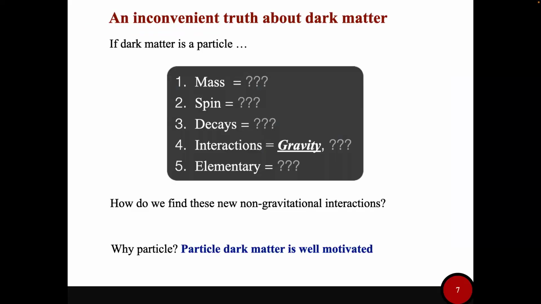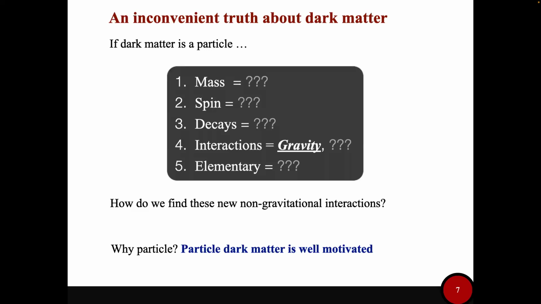All right. Now, an inconvenient truth about dark matter is that if dark matter is a particle, we know almost nothing about it, except the fact that it has gravitational interactions. We don't know what its mass is. We think that there's a range of masses to which it could belong. Can it have spin? Does it decay? If it decays, it has to decay over the age of the universe, otherwise structure would not have formed. It cannot be produced and then decay immediately like a Z boson.